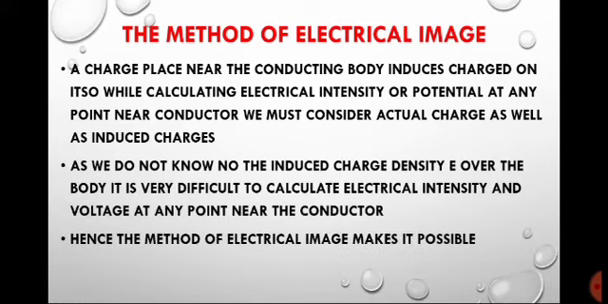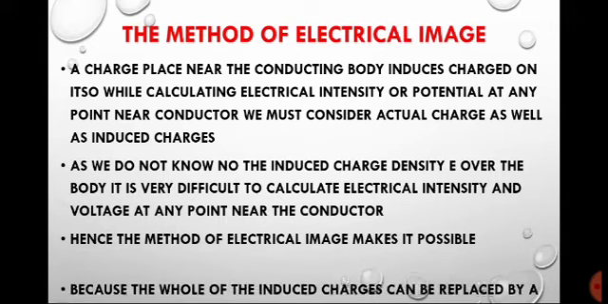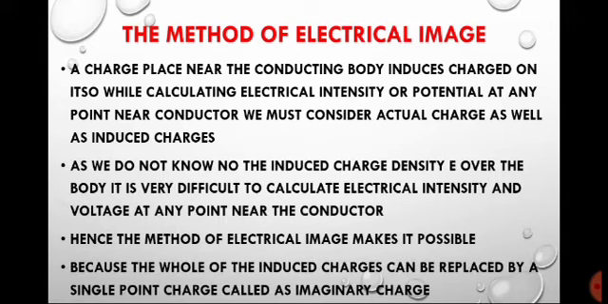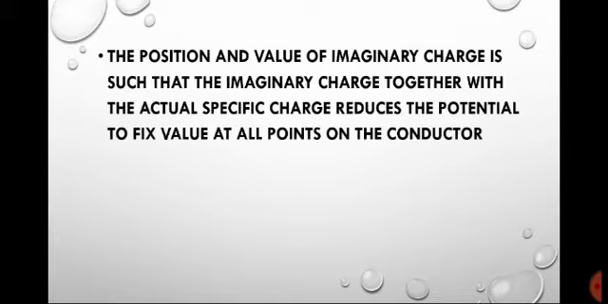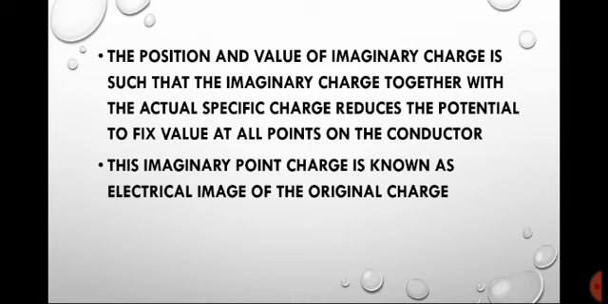Hence, the method of electrical images makes it possible, because the whole of the induced charge can be replaced by a single point charge, which is known as imaginary charge. The position and the value of the imaginary charge is such that the imaginary charge together with the actual specified charge reduces the potential to a fixed value at all points on the conductor. This imaginary point charge is known as the electrical image of the original charge.